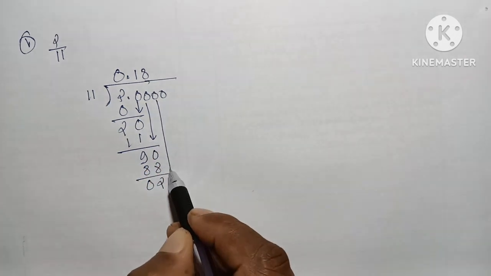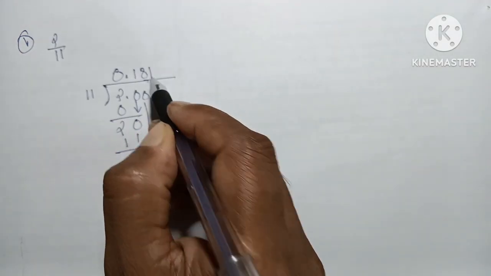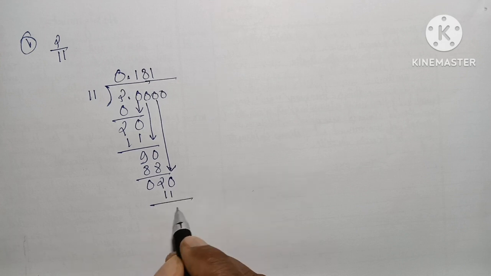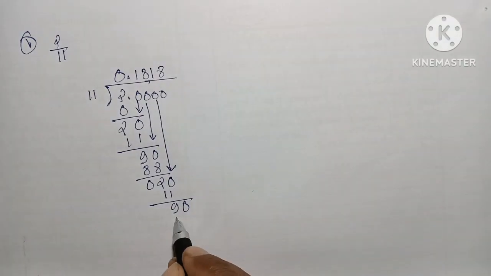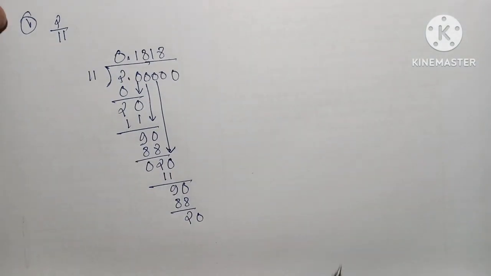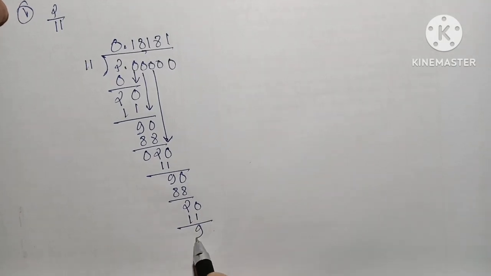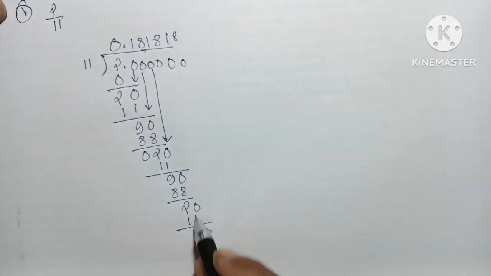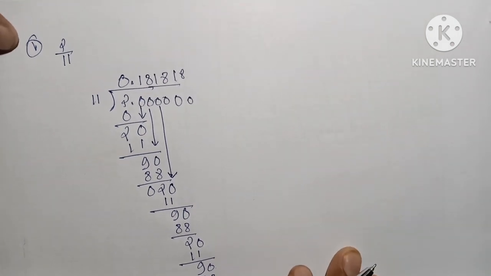Now bring down 0. And then 11 ones are 11. Then again 9, 0. 11 8s are 88. Then 2. Then 0. And here 0. 11 ones are 11. Then 9. Here also 0. Here also 0 comes. 11 8s are 88. Then 2.